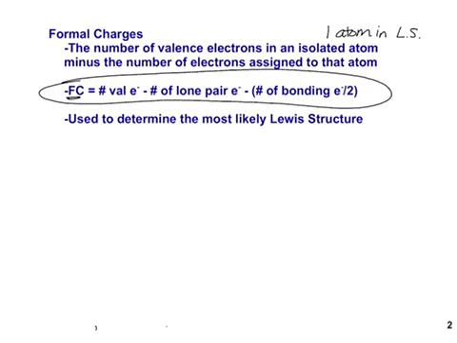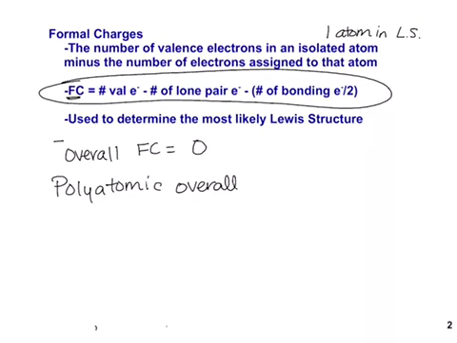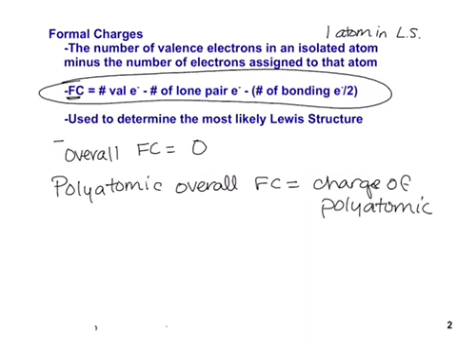And so you want your overall formal charge to equal 0 for the most likely Lewis structure. The only difference is if you have a polyatomic, your overall formal charge has to equal the charge of the polyatomic in the most likely structure.